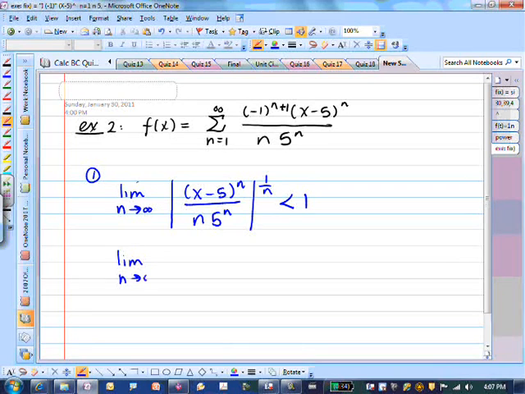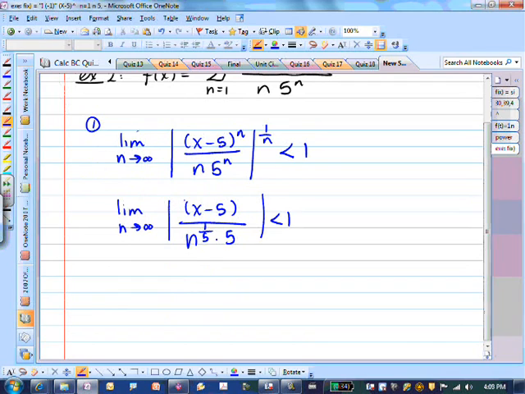Let me go ahead and distribute the n. So I get the limit as n approaches infinity of absolute value of x minus 5 over n to the 1 over n times 5, which has to be less than 1. Keep in mind this is n to the 1 over n, and that limit, again, was 1. So when all is said and done, what we're left with when we take the limit is absolute value of x minus 5 all over 5 has to be less than 1.